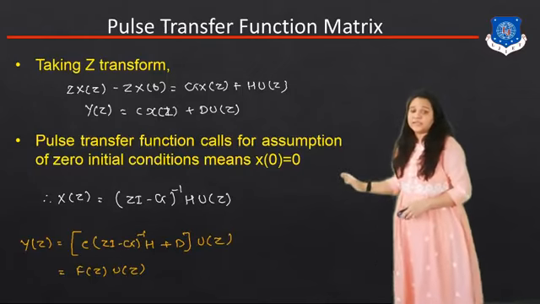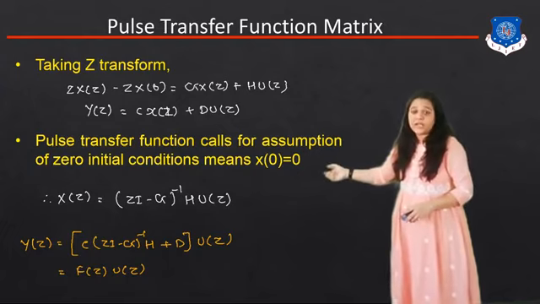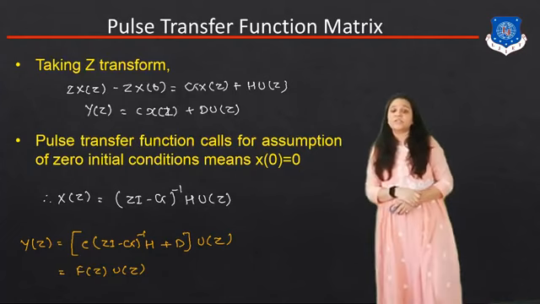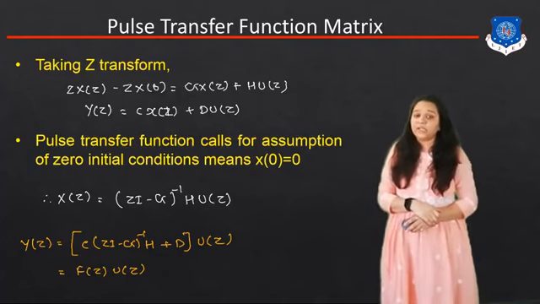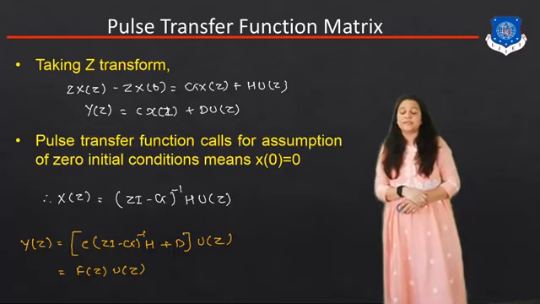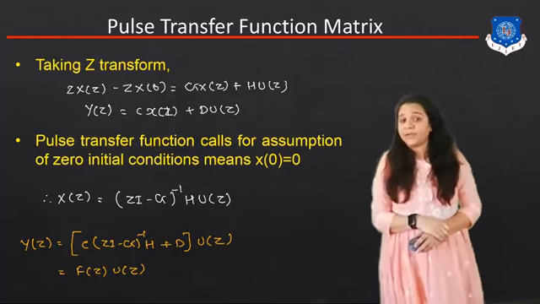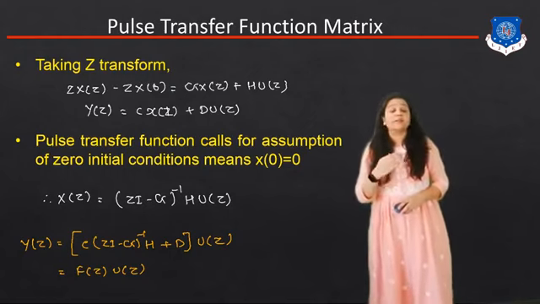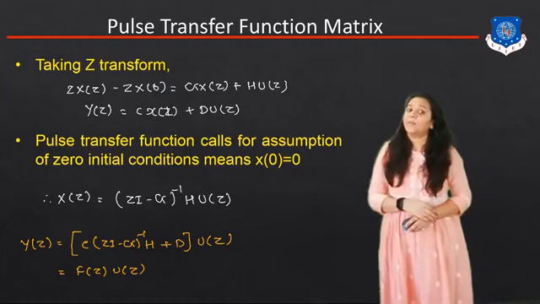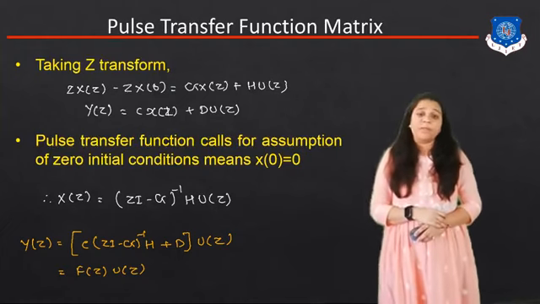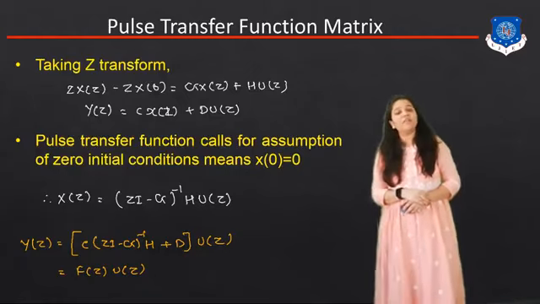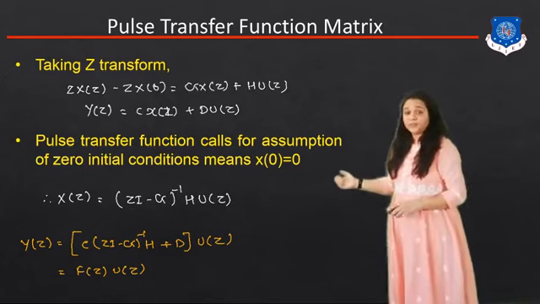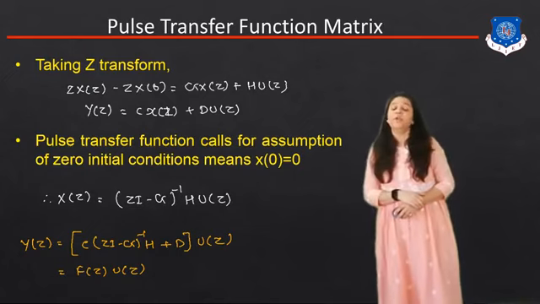So Y(z) is obtained by putting the value of X(z) in the equation of Y(z). We get C(zI - G) inverse H + D, and we take U(z) as common. As you know, in the previous examples, they gave the value of U(z). U(z) is our input signal, so we can take a step input, ramp input, parabolic input, or impulse input. Depending upon the plant or system, they will give the input signal. So Y(z) is nothing but a function of z times the input signal.